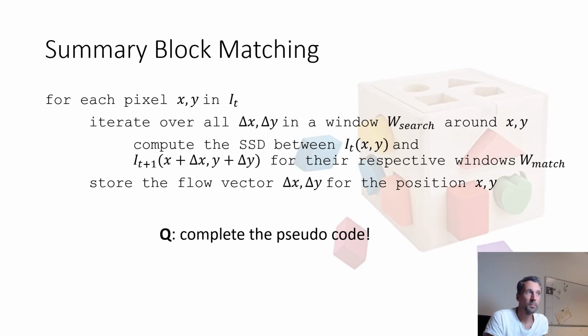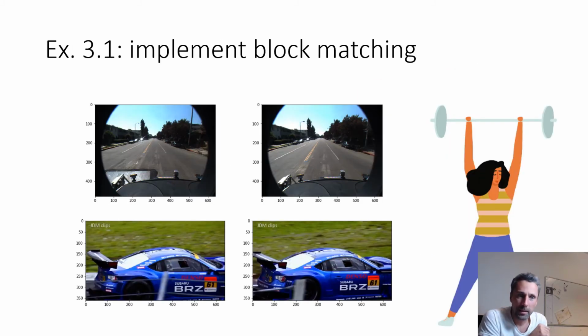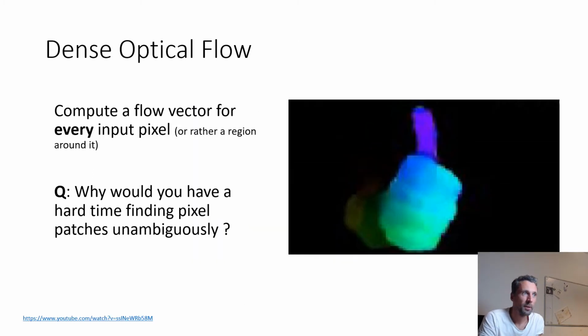So your task in the current exercise is to implement this block matching method on two different data sets. One is a moving camera on a car, another is a moving camera out of a car. I'm hoping to see something cool here. Again, dense optical flow means we have a flow vector for each input pixel. But this may sometimes not work.